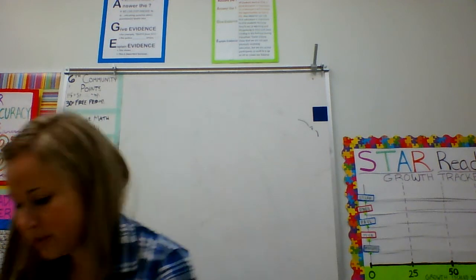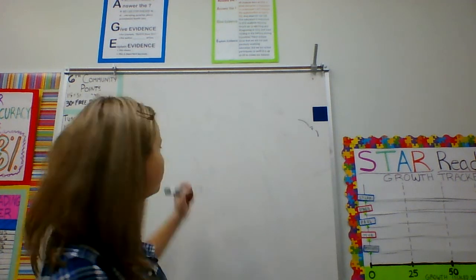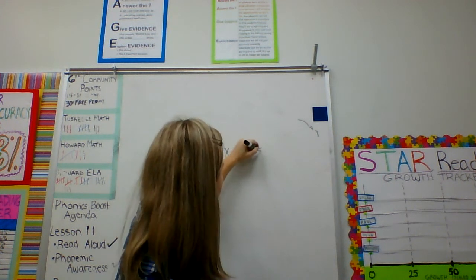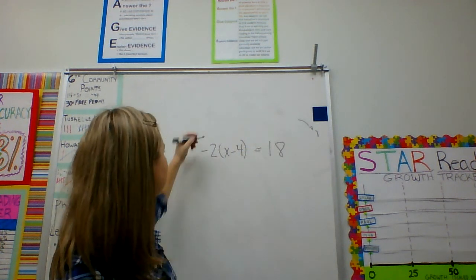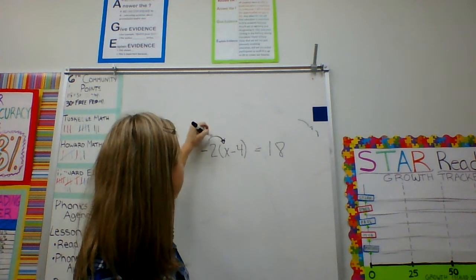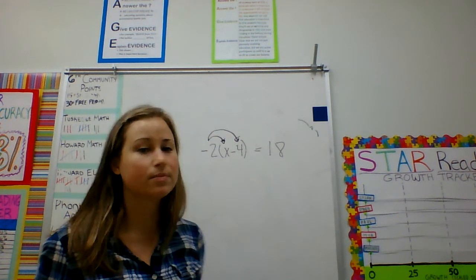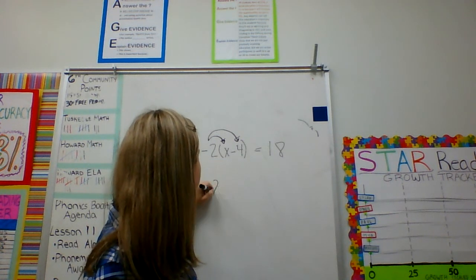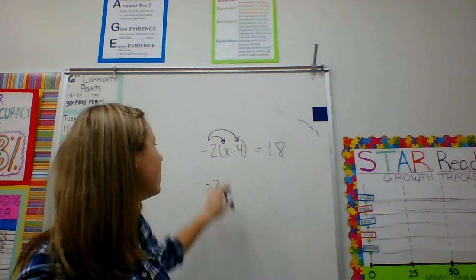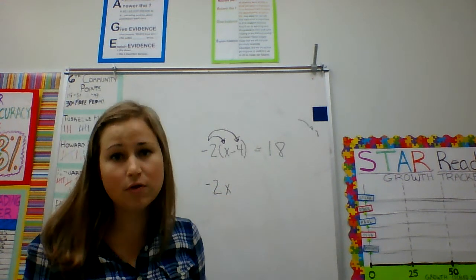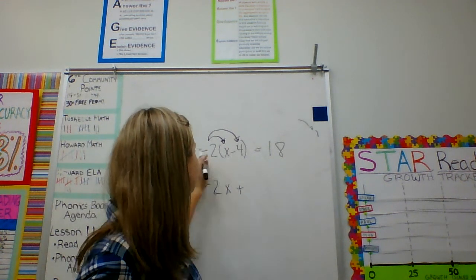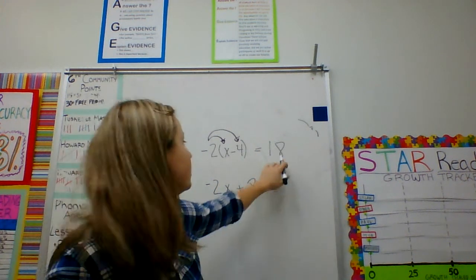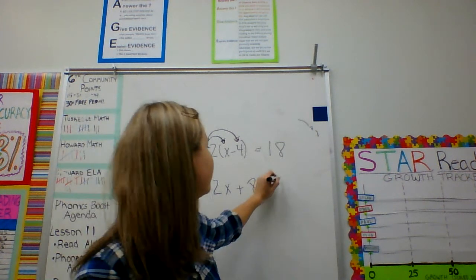So example number 6, which you have done on your own, and now you're just checking with me. -2 times the quantity x minus 4 is equal to 18. I distribute my -2 to each term inside my parentheses. -2 times x is -2x. Now, -2 times -4, negative times negative is a positive. 2 times 4 is 8. Is equal to, I'm bringing down my equal sign and bringing down this number after my equal sign.